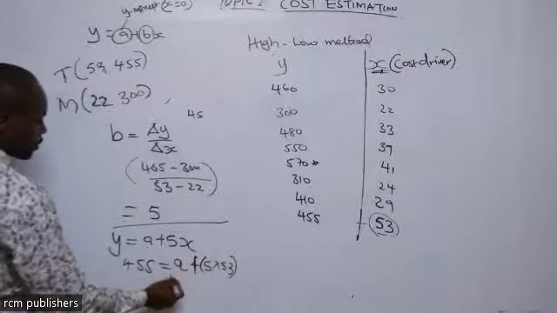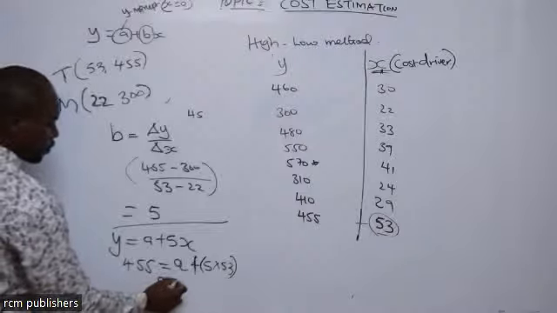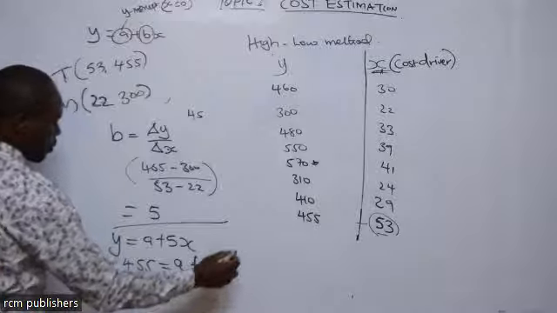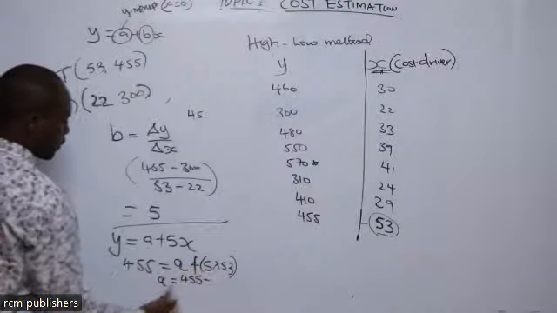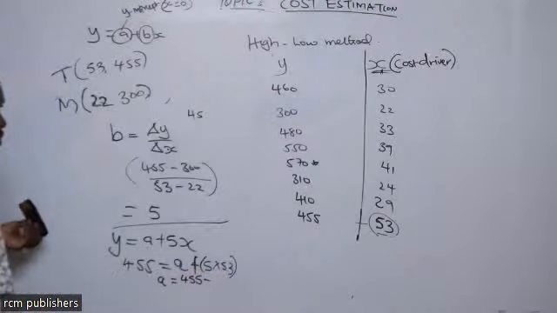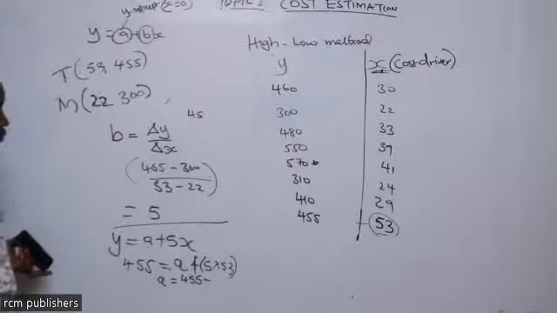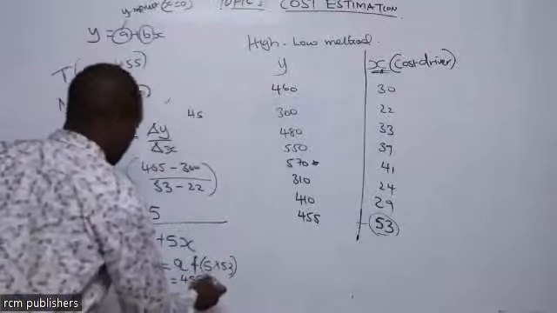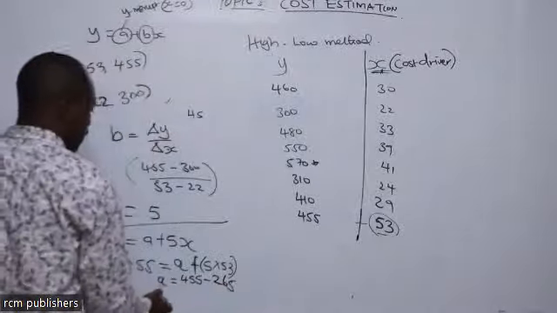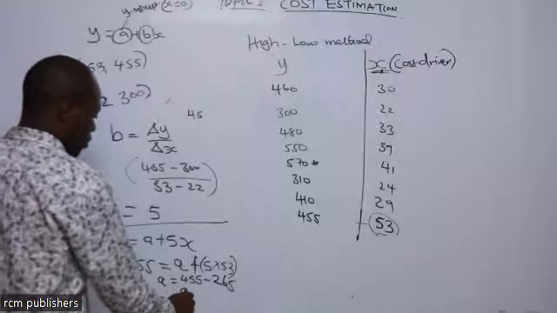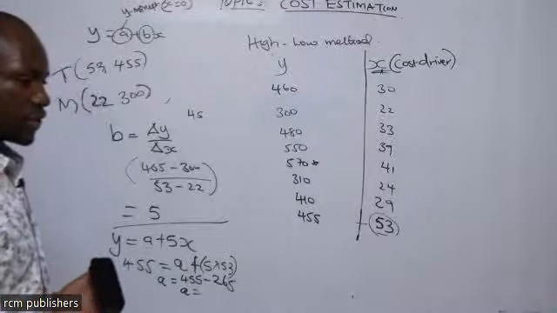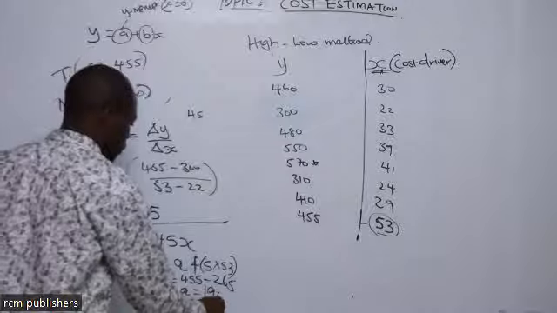So if I do all that, my A is 455 minus 5 by 53. So what will I have? 5 by 53? 5 by 53, somebody? Five by 53, 265. So we have 265. So let's get the value of A. What is the value of A? 455 minus 265, 190. It's taking us back to 190.